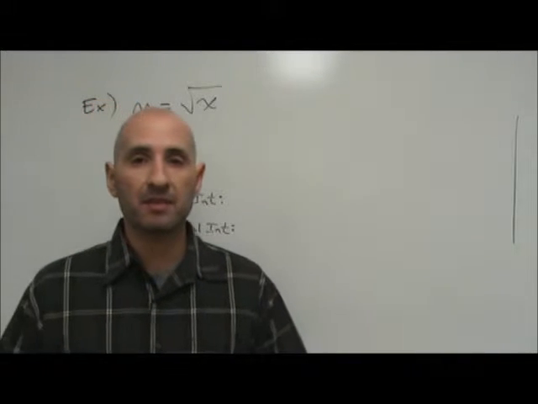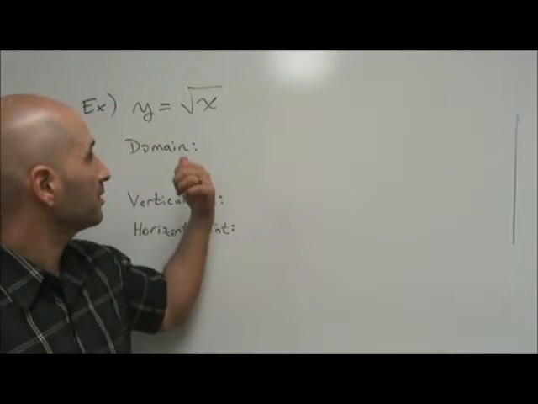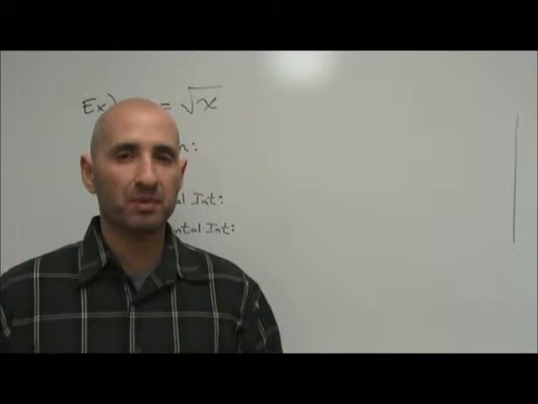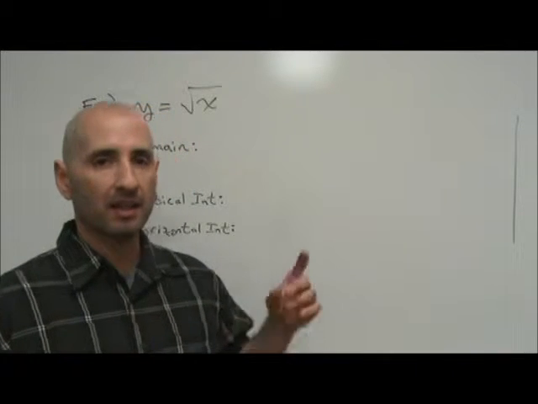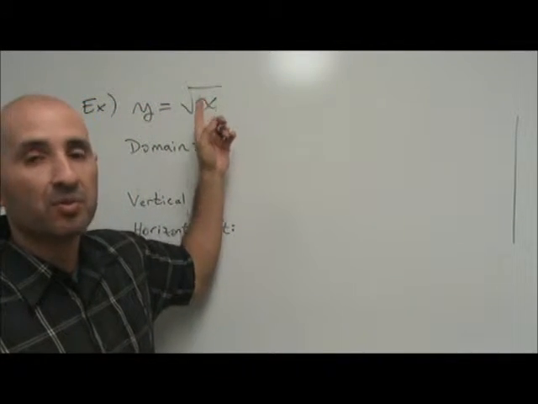Radical functions is the name of the game here in the next two sections. The simplest type of radical function lies behind me, y equals the square root of x. A radical function is simply one in which the input variable lies underneath a radical sign. Again, the simplest one is when an input variable lies underneath a square root sign.